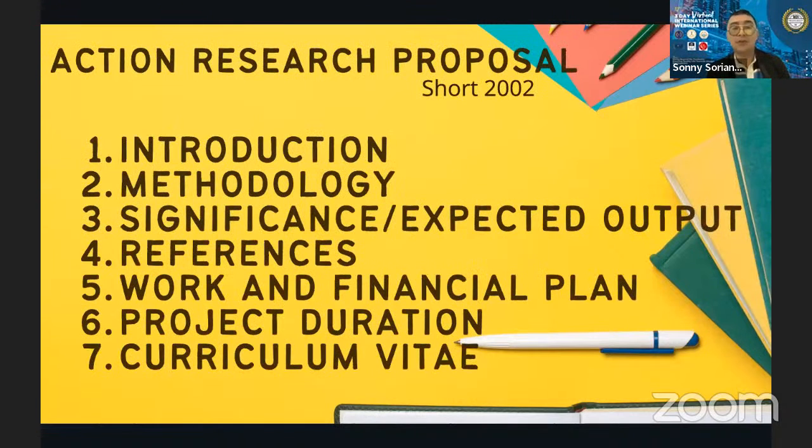Those are the things. And also, action research proposal, meron po tayong guidelines po when we are making action proposal. We have the introduction according to Short of 2002: introduction, methodology, significance, expected output, references, work and financial plan, project duration, and curriculum vitae. Please allow me to identify each one of the parts of action research proposal under Short of 2002.